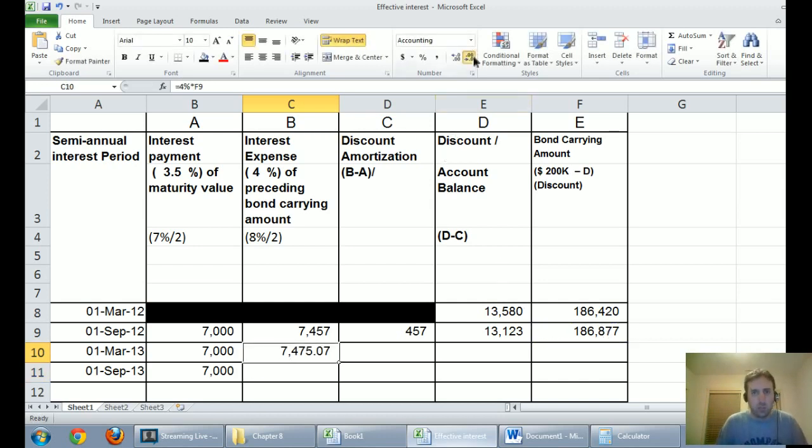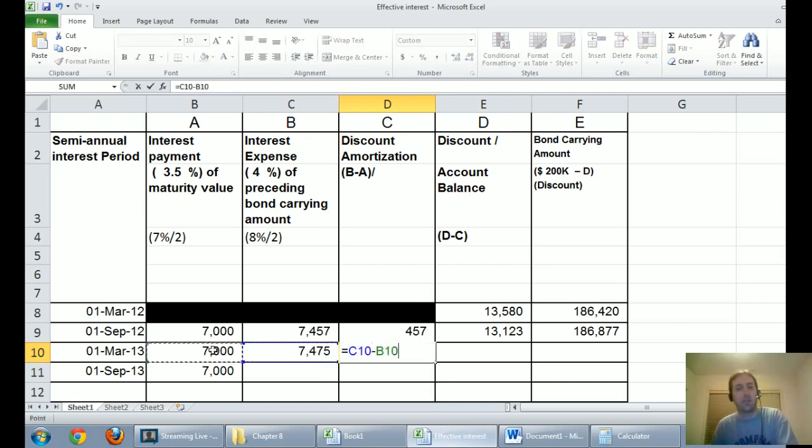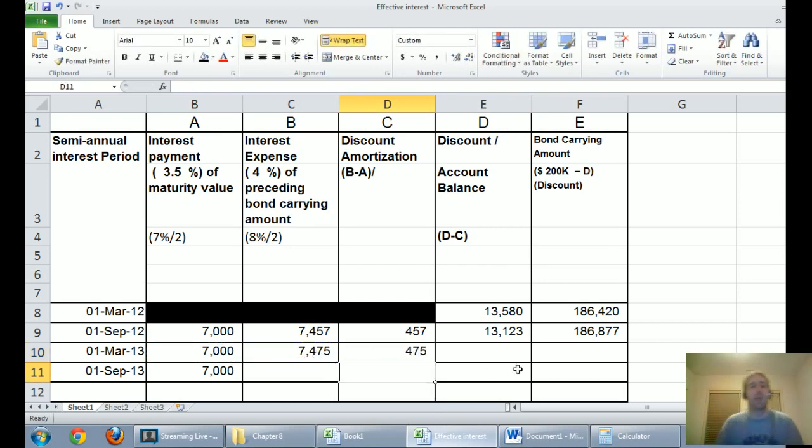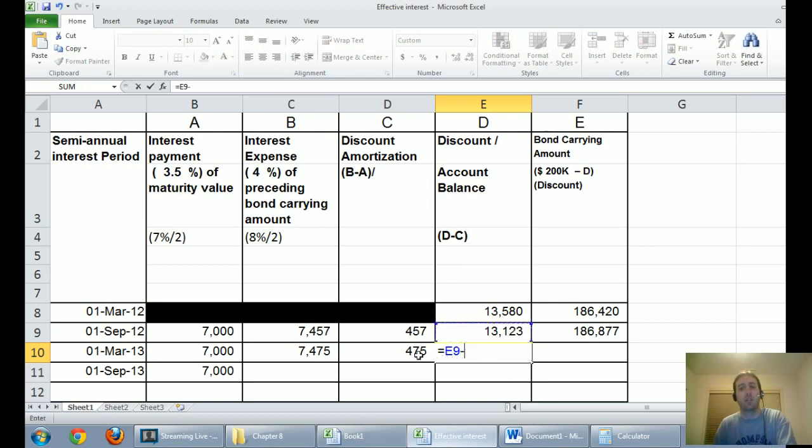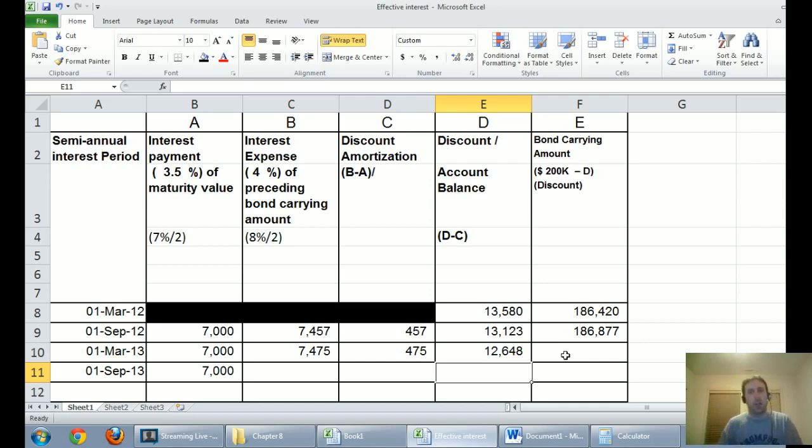Again with the decimals, I don't know why. 7,475. So I take 7,475 minus the 7,000. This time my discount amortization is 475. My discount account balance, whether I have a discount or premium here, I expect this number to get smaller every time. D minus C, I take 13,123 minus 475, 12,648. This number needs to get smaller every time.